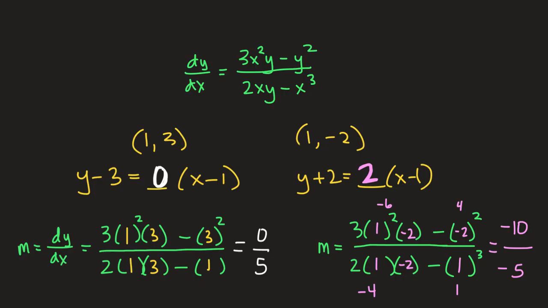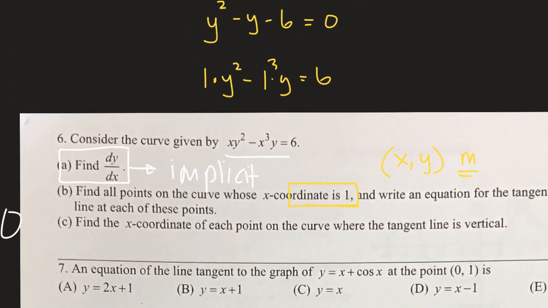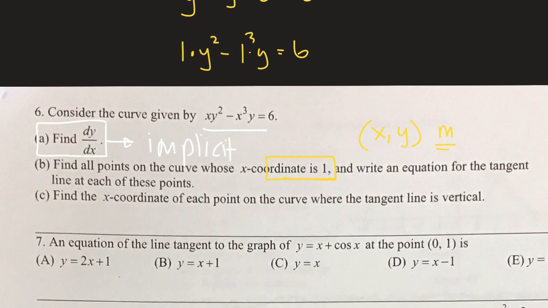Okay? Yes, there is a lot of work that goes into these problems that are implicit differentiation. Right? But usually you're only going to be asked one of these things at a time, not all of them at the same time. Because the last one says, find the x-coordinate of each point where the tangent line is vertical. So what do we know about vertical tangent lines?